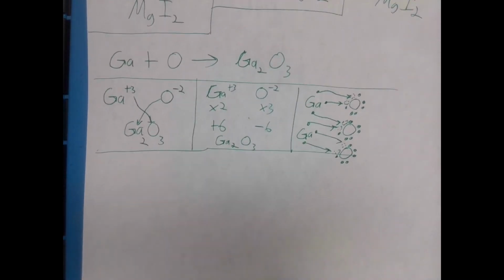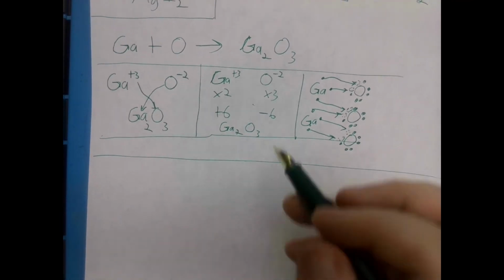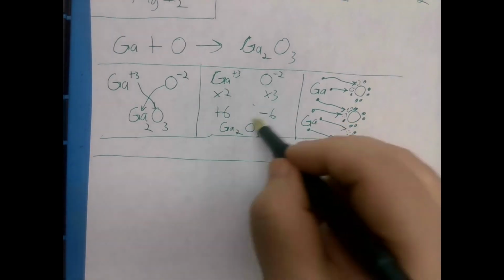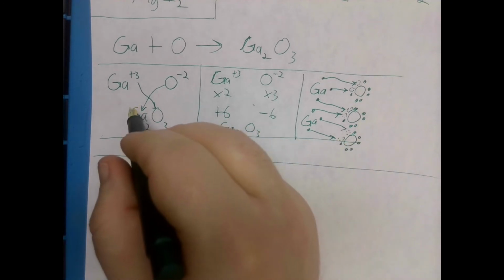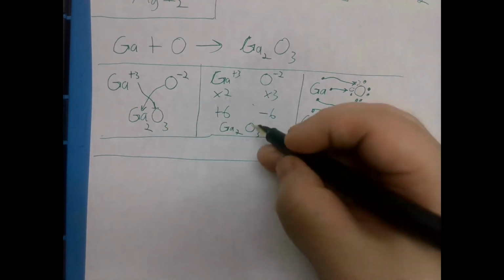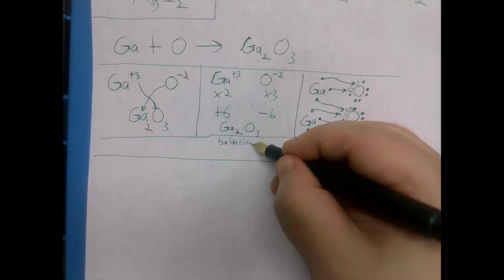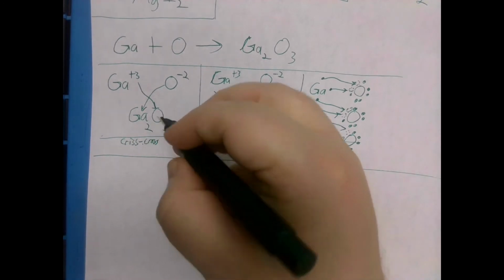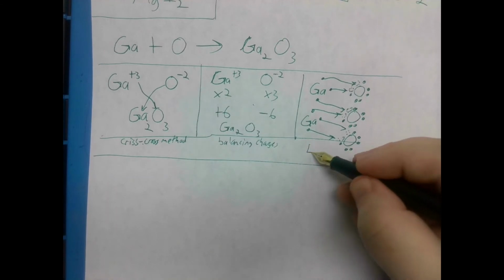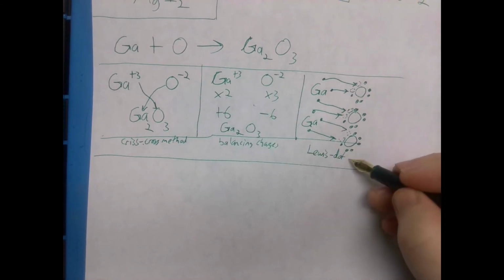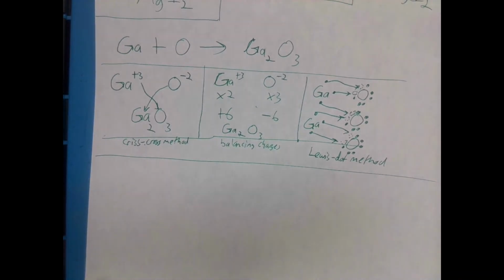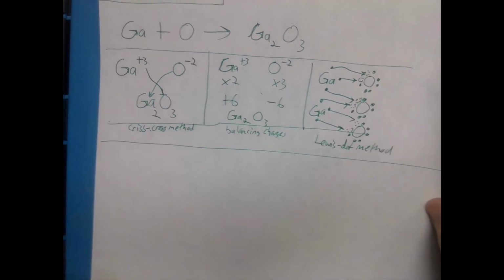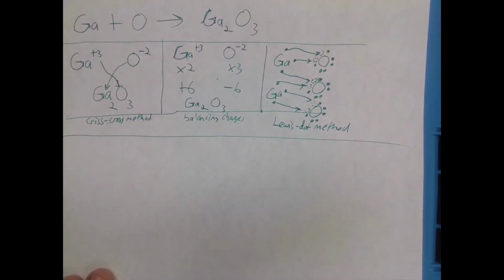For example, for this next example, I like trying this method first if it's easy. Like this one isn't easy. And then I try doing this one if this one doesn't work fast. This is balancing charges. This is the crisscross method. And this is the Lewis dot method. I never do the Lewis dot method as it's too slow. Yeah, it seems like it would take forever. Well, it helps my flow brain. That's why I'm doing all three. Again, I don't use just one. I like doing the balancing charges method.